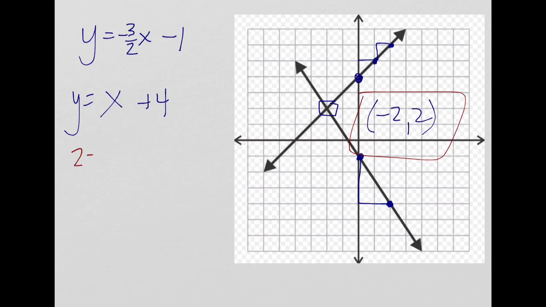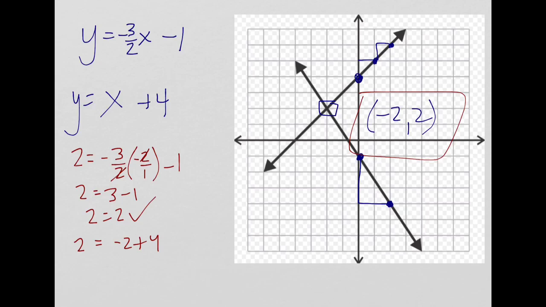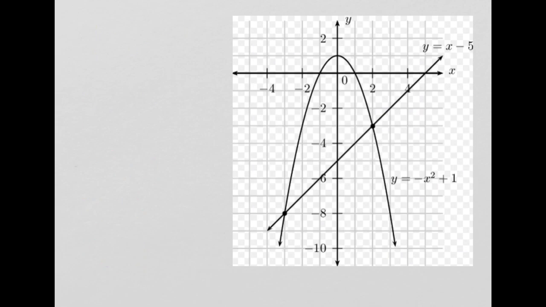So the first one, 2 equals negative 3 over 2 times negative 2 over 1. I'm just going to add a 1 on the bottom, minus 1. Work this down. Now these 2's cross cancel. Anything divided by itself is 1. So I really have negative 3 times a negative 1, which is a positive 3. And 2 does equal 2, true statement. But you've got to go plug it into the other one too, remember? So you've got 2 equals negative 2 plus 4. 2 equals 2, true statement. So our solution over here is correct.